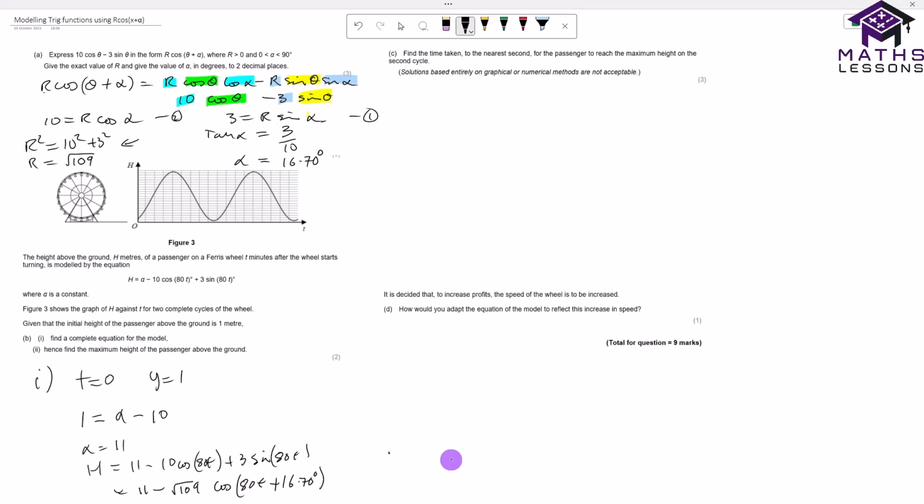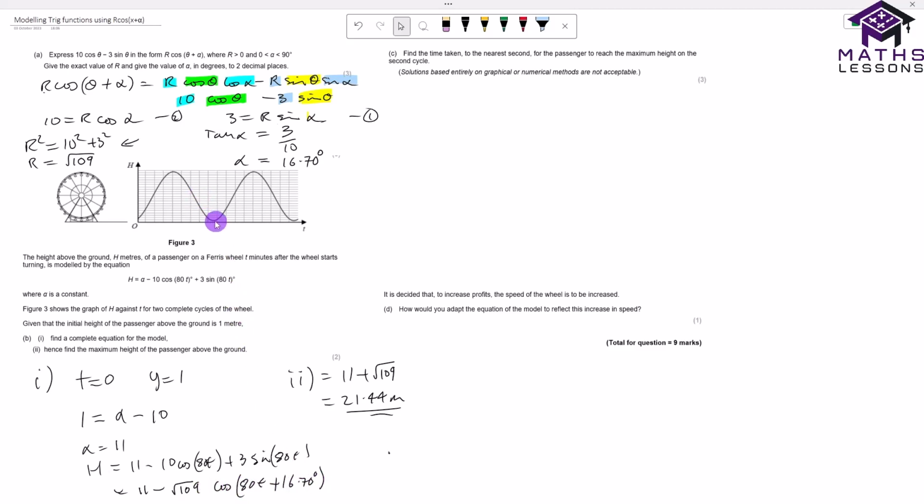For part 2, hence find the maximum height of the passenger above the ground. Well, it's going to be when cos is equal to, not 1 in this case, it's minus 1, because we're going to be taking that away. So for part 2, it will be equal to 11 plus the square root of 109, which, when you work that out, comes out to be 21.44 meters. All right, so let's just remember, for the maximum height, we want this to be its maximum negative value. Cos's maximum negative value is minus 1. Cos oscillates between 1 and minus 1.